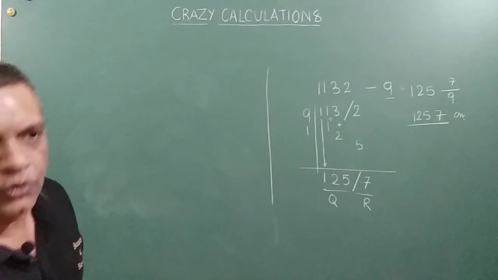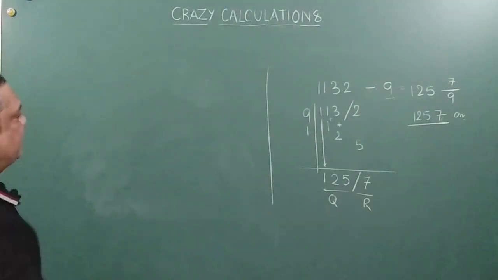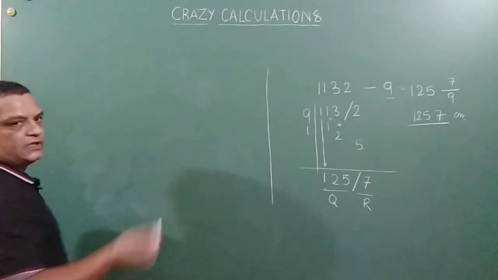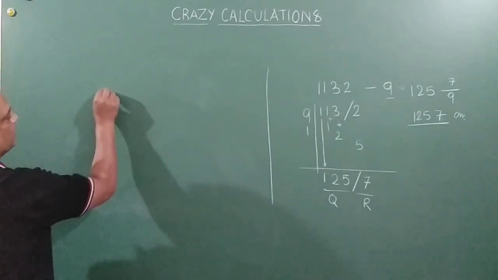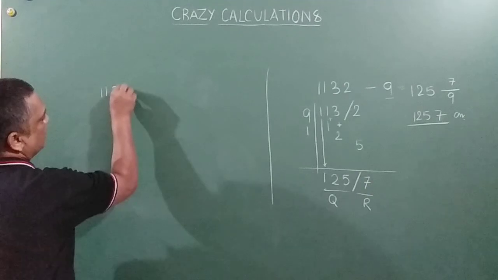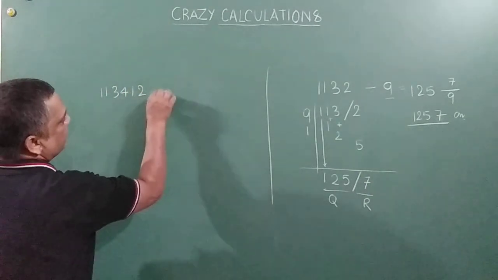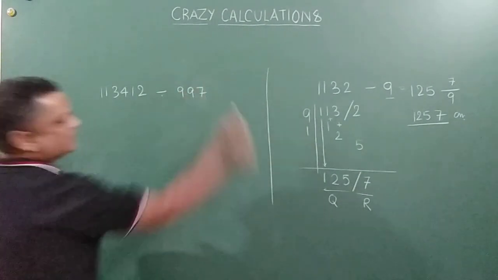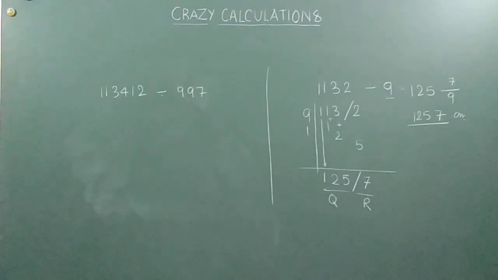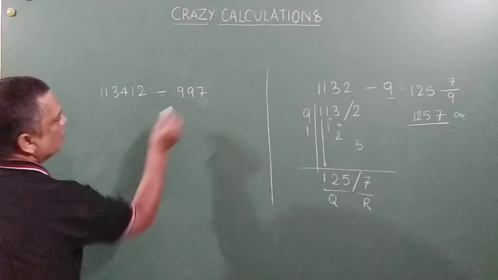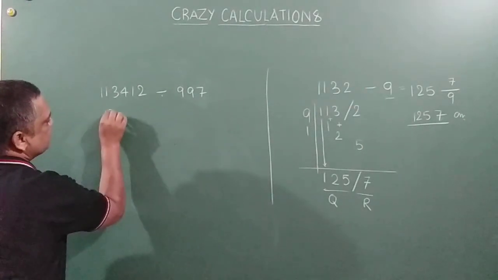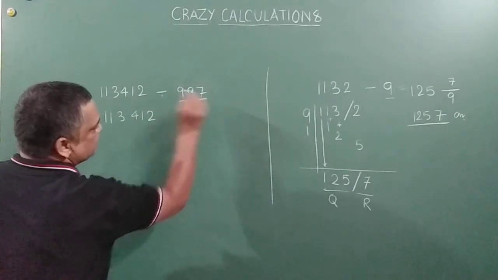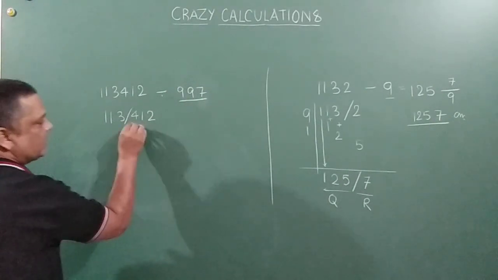Right? So let's take 2341 divided by 98. Will this have a carry forward? I don't think so. So 113412 divided by 997. Let us say 997. So how do we do, friends? We will write it as it is, 113412. Since this is 3 digits here, so I will mark 3 digits for my remainder.